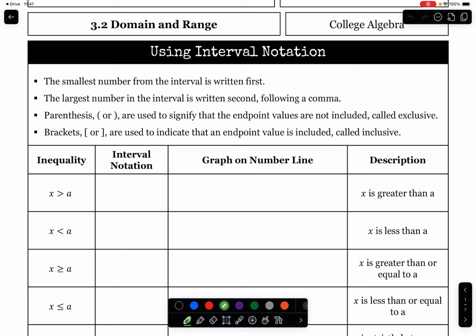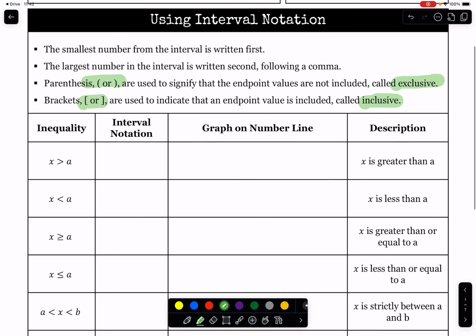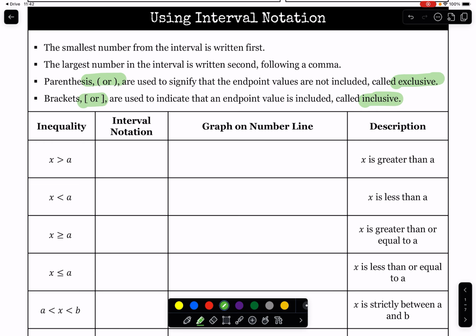Now we use parentheses or brackets depending on whether we want to include or exclude the endpoints. Parentheses are used when we're excluding the endpoints, and we use brackets when we're going to include the endpoints. So let's look at several ways of using inequalities and how they correspond to interval notation and a number line.